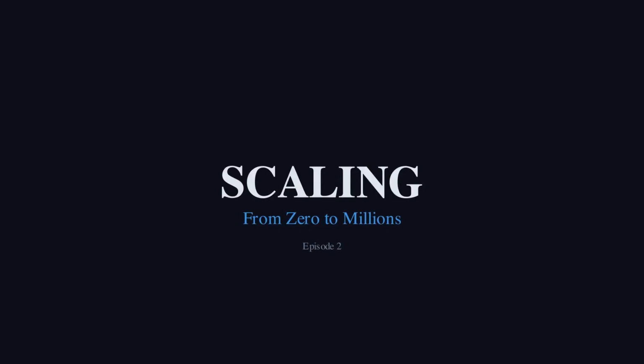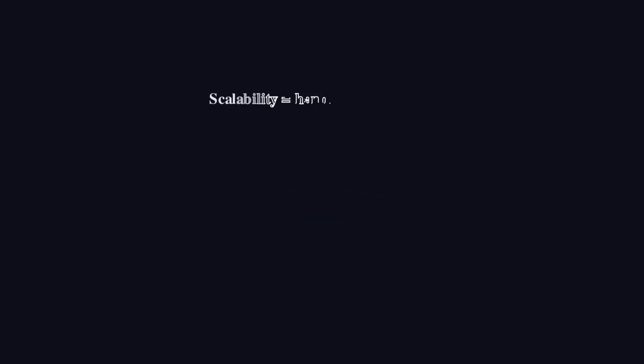Whether you are dealing with 1,000 users or a million users, your system should be performing efficiently. Today we'll break down the exact strategies, from vertical and horizontal scaling to a lesser-known but practical approach called diagonal scaling, along with the trade-offs to consider when choosing the right approach. Episode 2. Scaling from 0 to millions. So what exactly is scalability?